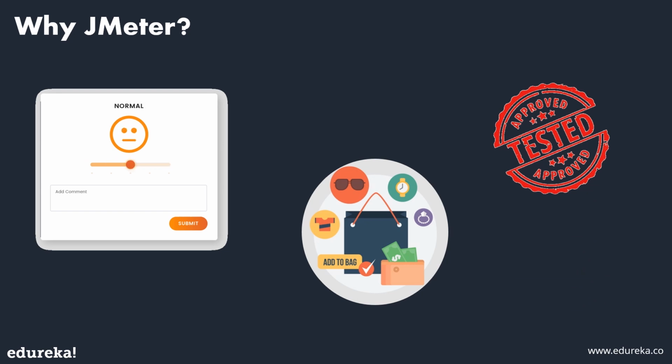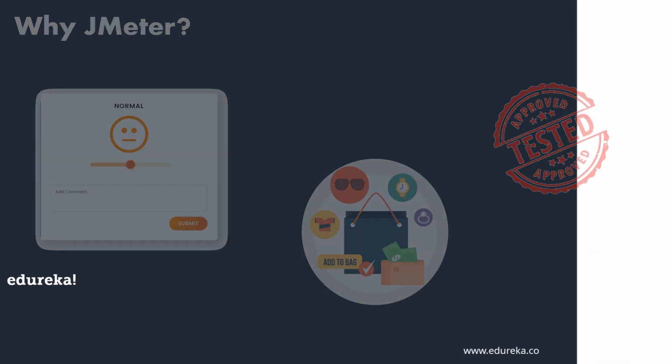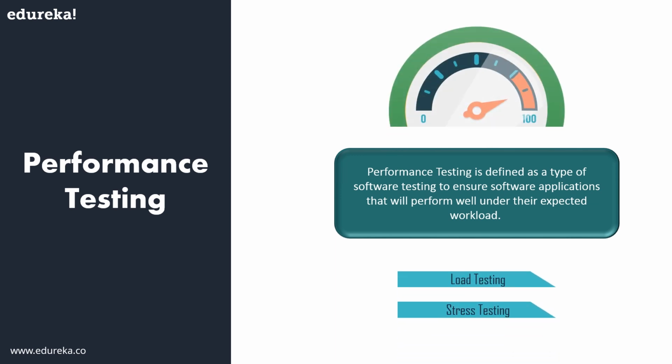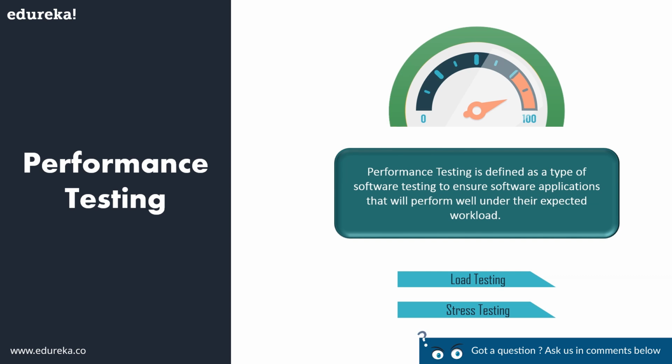Before we get to know more about the JMeter tool, we first need to understand what performance testing is. It is very important to verify whether the product meets expected or required performance. Performance testing is defined as a type of software testing to ensure software applications will perform well under their expected workload. It focuses on certain factors of a software program, such as speed, scalability, and stability. Performance testing is checking whether the application under test satisfies required benchmarks on both load and stress.